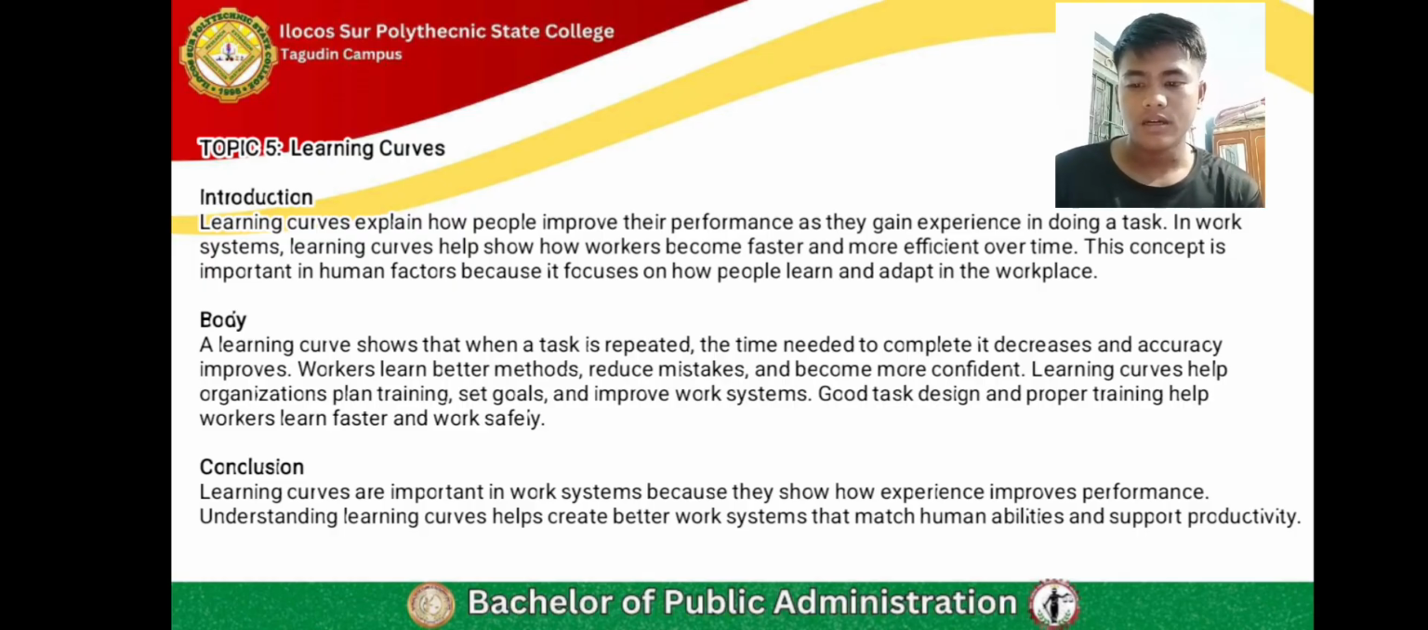Learning curves are important in work systems because they show how experience improves performance. Understanding learning curves helps create better work systems that match human abilities and support productivity.